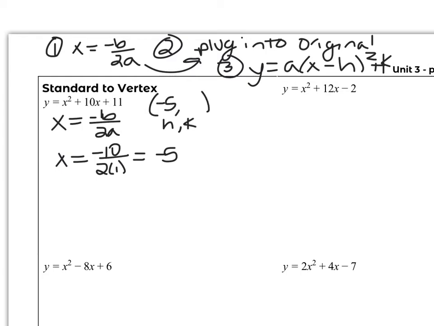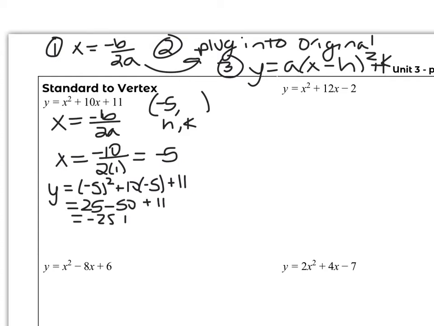To find k, I'm going to substitute negative 5 into my original. So y equals negative 5 squared plus 10 times negative 5 plus 11. So that gives me 25 minus 50 plus 11, negative 25 plus 11, which is negative 14. So the y value of my vertex is negative 14.